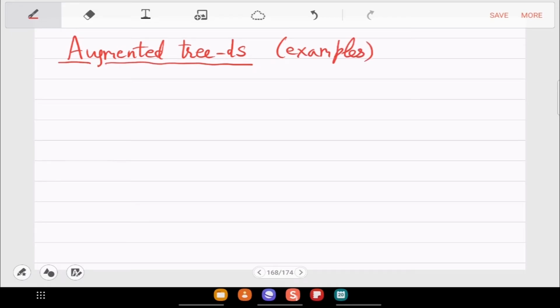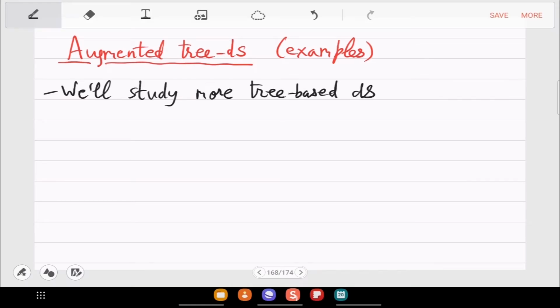Will not, of course, do all of them, but just some examples related to interesting problems. So we'll study more tree-based data structures, which are loosely inspired from heap.